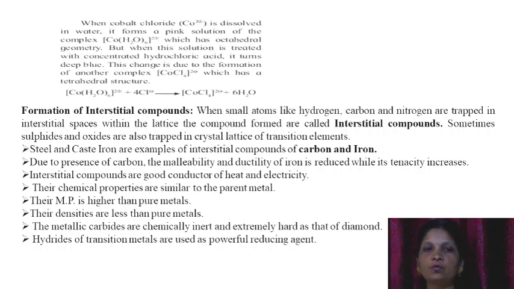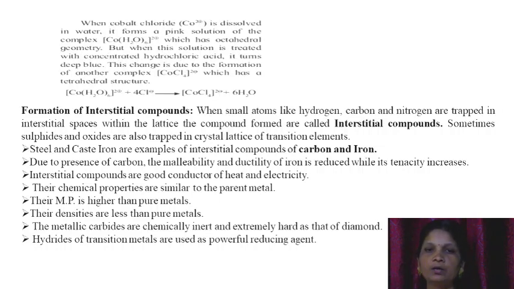Now let us discuss the formation of interstitial compounds. When small atoms like hydrogen, carbon and nitrogen are trapped in interstitial spaces within the lattice, the compounds formed are called interstitial compounds. Sometimes sulfides and oxides are also trapped in the crystal lattice of transition elements. So we'll see the points about the formation of interstitial compounds. Steel and cast iron are examples of interstitial compounds of carbon and iron.